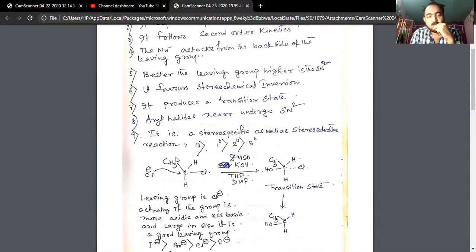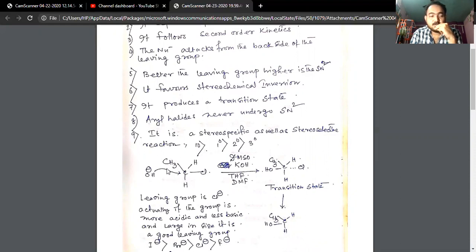So why does it occur only in primary? You can see the point here: 1-degree, then 2-degree, then 3-degree. Why does it occur fast in primary, slow in secondary, and rarely in tertiary? Why does it happen like this? Because in the case of primary, only one alkyl group is present. If it was secondary, then another alkyl group would be present here. If tertiary, then one more alkyl group would be present here.